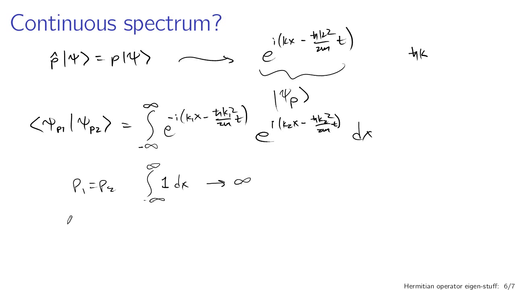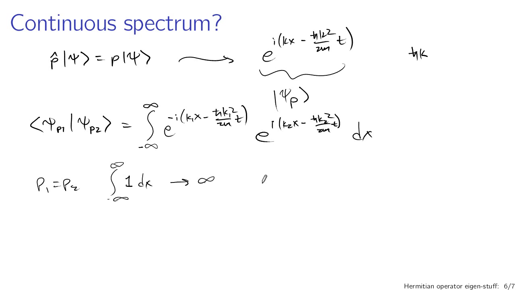Now, what if I consider p1 not equal to p2? Well, in that case k1, k2 are going to be different. In the subtraction that I get if I combine these two things, I'm going to get some function of x. It's going to be like the integral from minus infinity to infinity of e to the i something x. There's going to be other stuff up here as well, but I've got this sort of oscillatory behavior. You can think of this as cosine plus i sine, in other words.